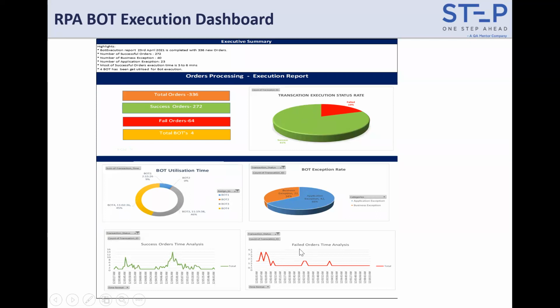So whenever people see it at first glance, they can understand that there are a total of 36 orders. We have a good success ratio, 81 success ratio and 19 failure ratio. Then we can see bot utilization time, order time, bot exception rate. So very easily, in just 2-3 minutes, they can understand your entire bot health checkup. This is basically how your bot is running and what the output is. Easily they can crack it.